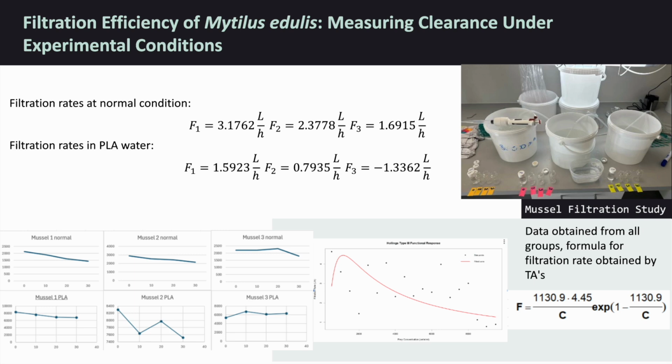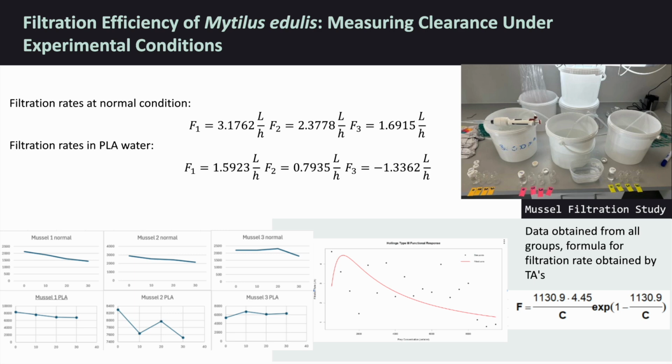We then investigated the effect of adding PLA on the filtration rate of the mussels. We first measured the filtration rates of 3 mussels under optimal conditions. Then, to test the effect of PLA, we soaked 2 3D printed PLA objects in water for 3 days, diluted the water, and repeated the experiment.